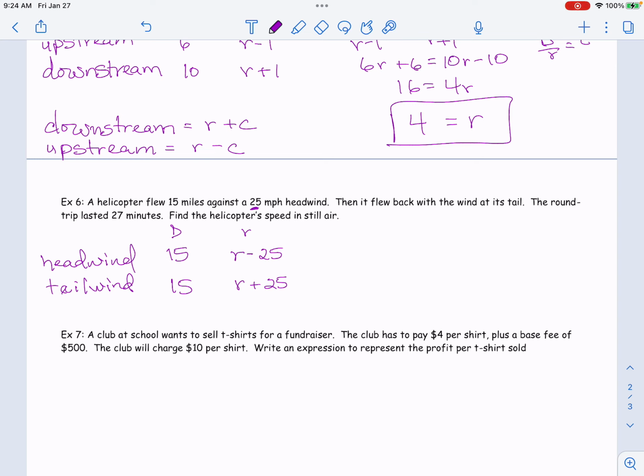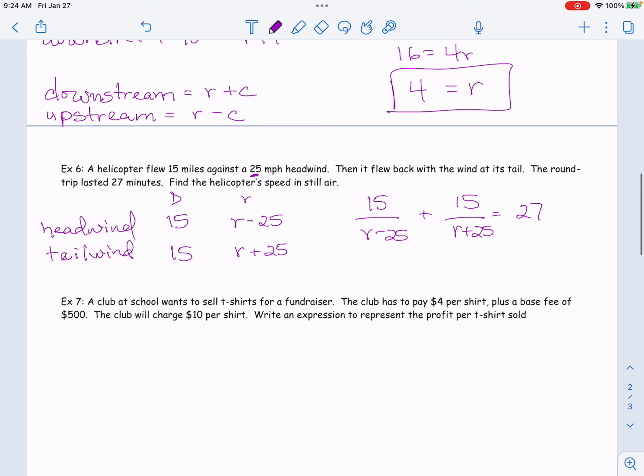And it says that the round trip lasted 27 minutes, so that means going and coming back. So it would be 15 over R minus 25 plus 15 over R plus 25 equals the total, which is 27. Your common denominator is going to be R minus 25 times R plus 25. It's going to end up being R squared minus 625. And we just want to set this up.